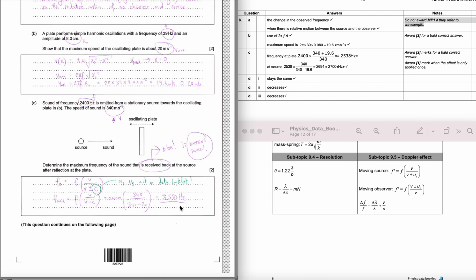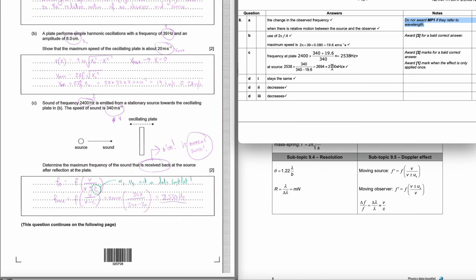A lot of people will be getting 2,550 hertz. That's obviously not what the answer is. The answer here is about 2,700. Before we go on and look at what the actual answer is, notice that that's still getting you a mark. I'm not too upset about this. I missed the fact that actually we need to apply Doppler twice. Why?